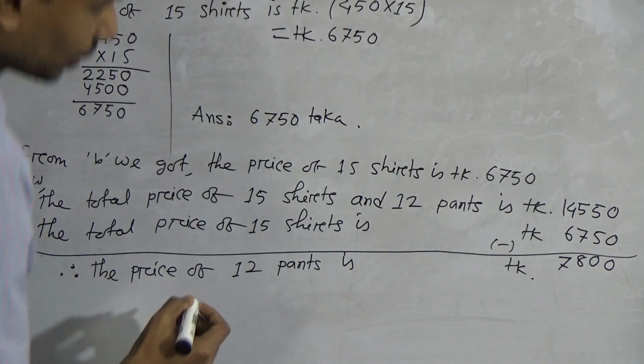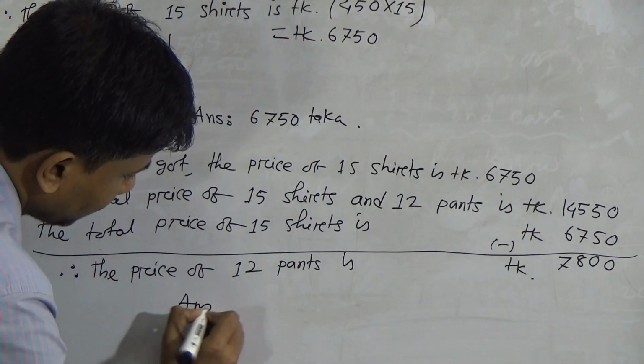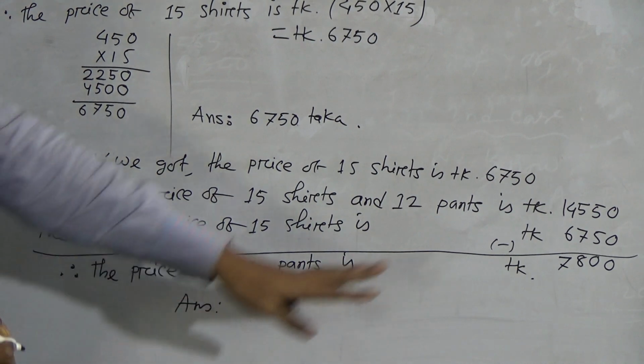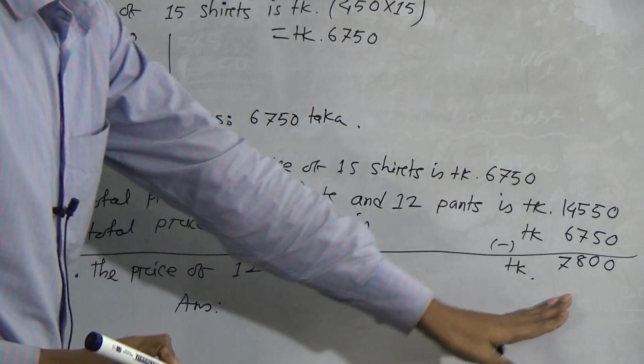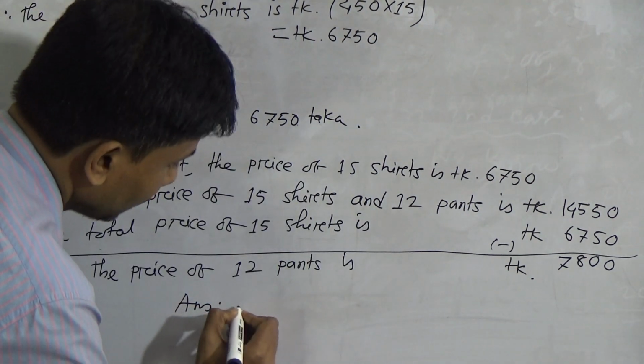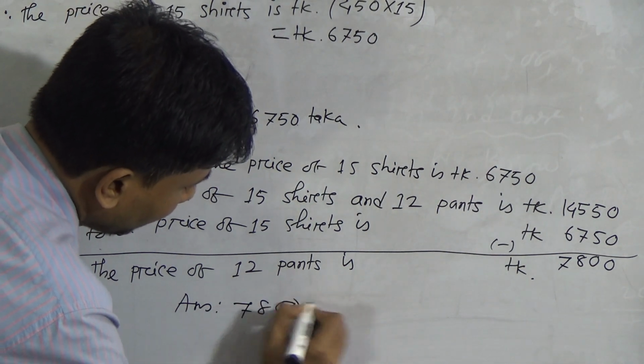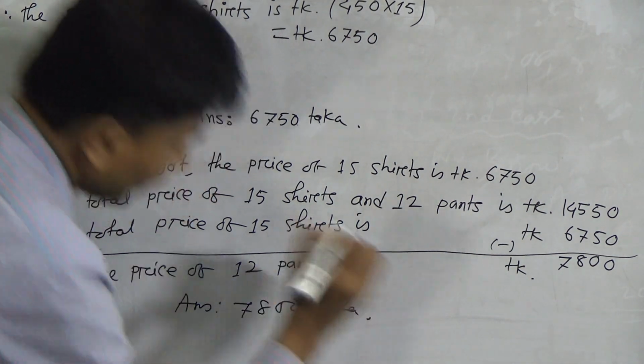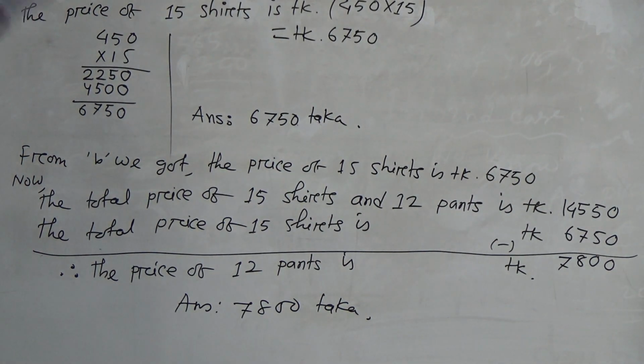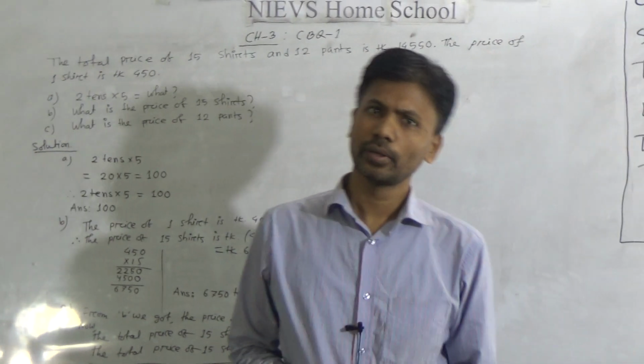Okay? That means the price of 12 pants is what? 7,800 taka. Right, the answer, 7,800 taka. Okay student, this is the CBQ. I hope this CBQ is very easy for you.